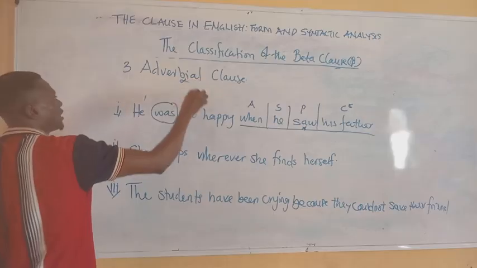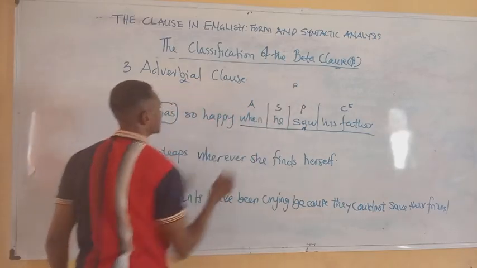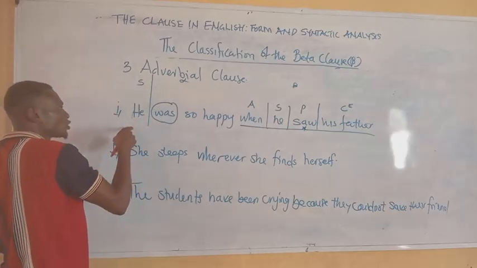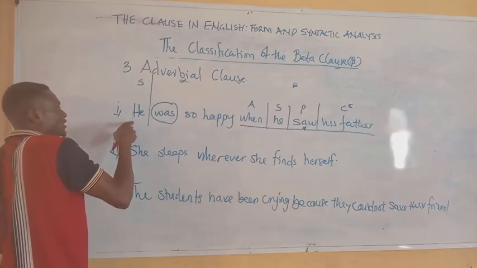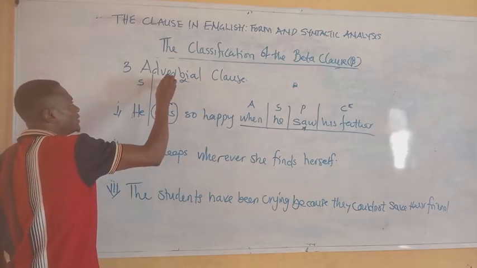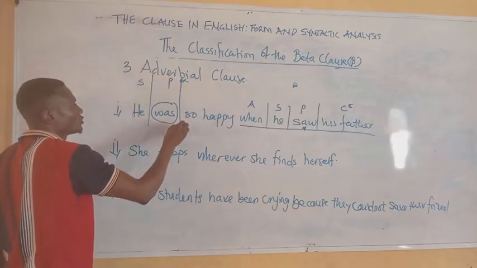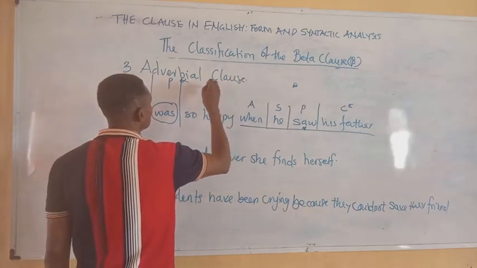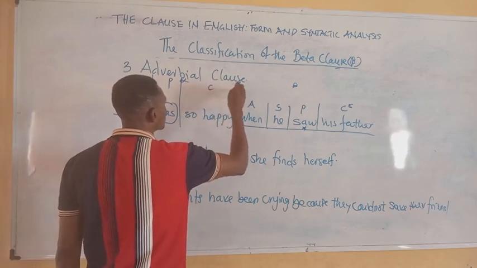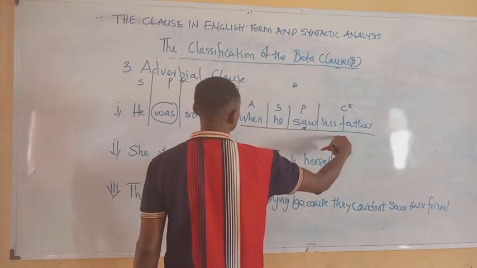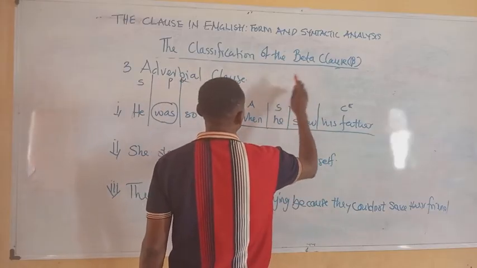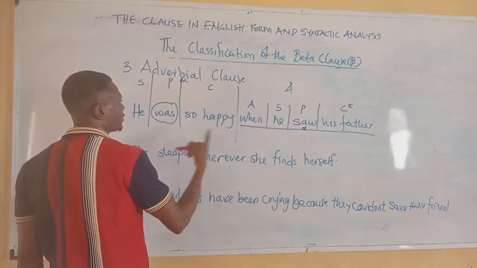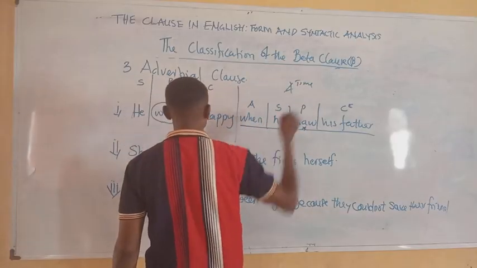Don't forget that this one is alpha, this one is beta. So this one will be subject. The real subject in the statement is he. Now, the real verb is was. So happy is the manner, so happy should be a complement. So here we have from this place to this place, that is adverbial, that is an adjunct. So when he saw his father is an adjunct of what? Of time. Adjunct of time.